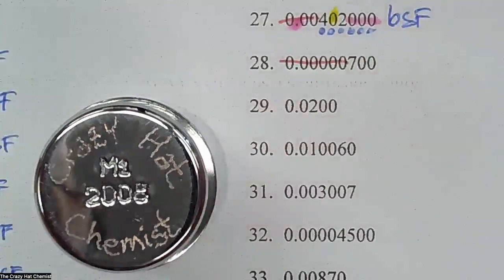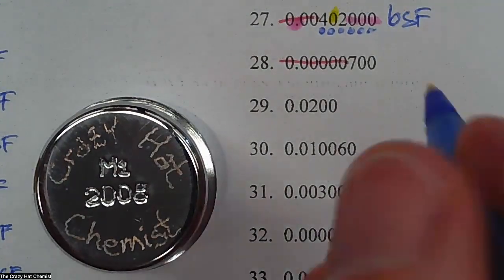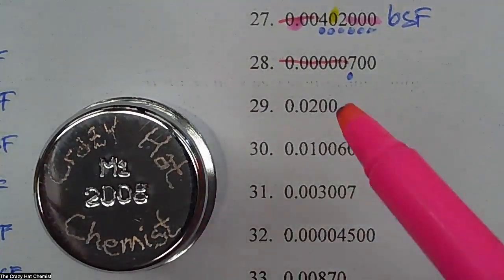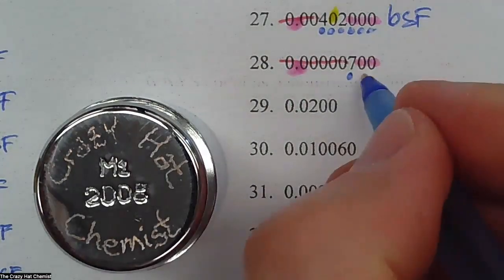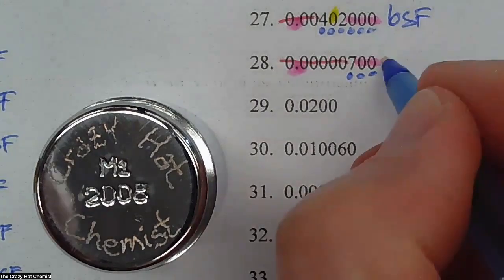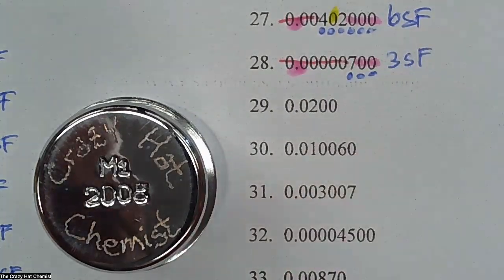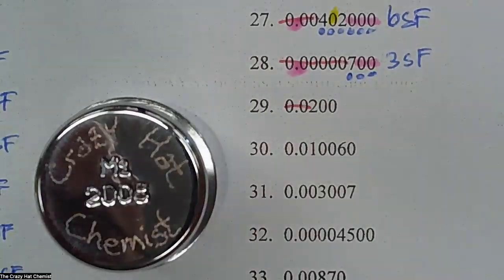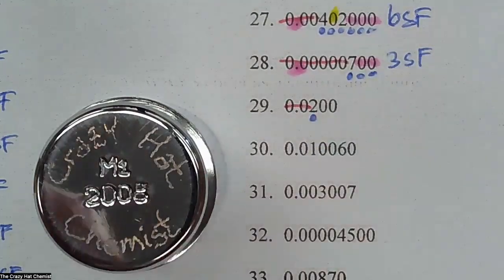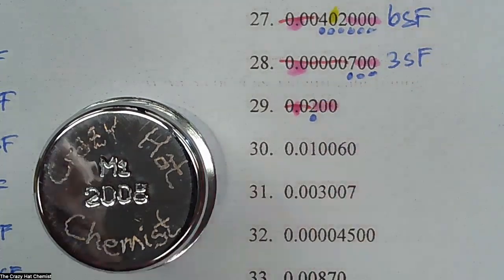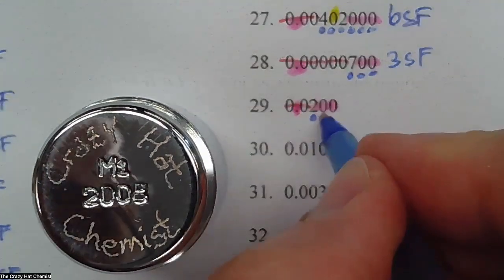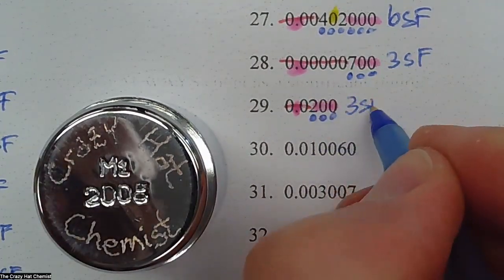Leading zeros never count. Non-zero integers always count. This number has a decimal in it. It has 2 trailing zeros. Trailing zeros count with a decimal. That's 3 significant figures. Leading zeros never count. Non-zero integers always count. Decimal in the number. Trailing zeros count. This has 3 significant figures.